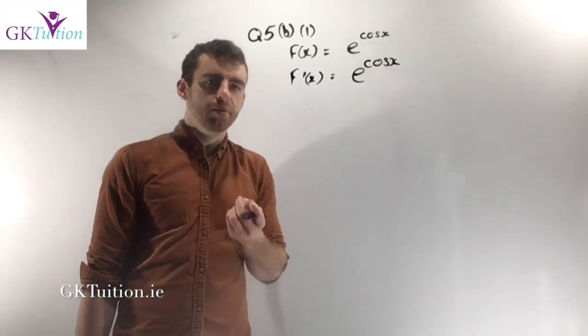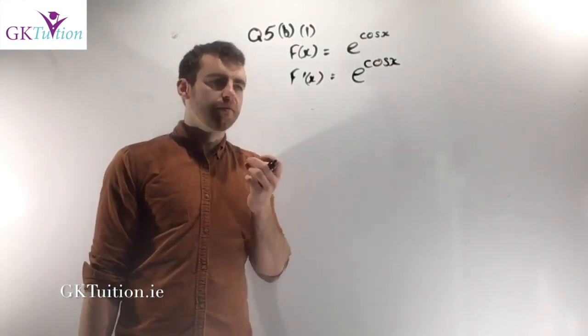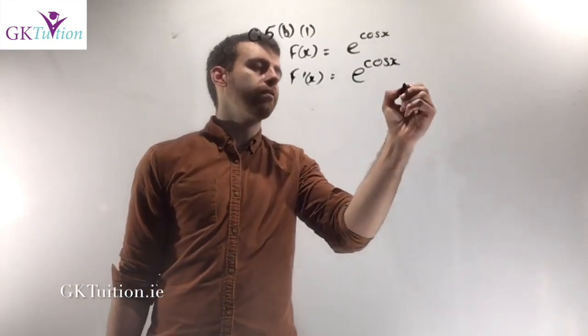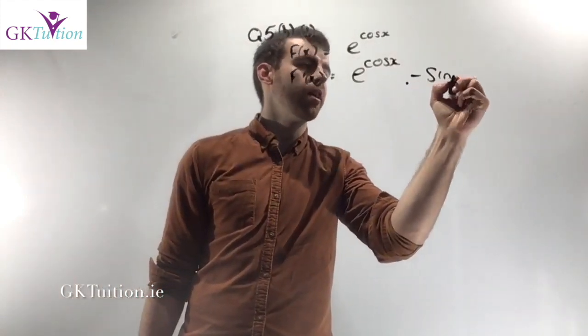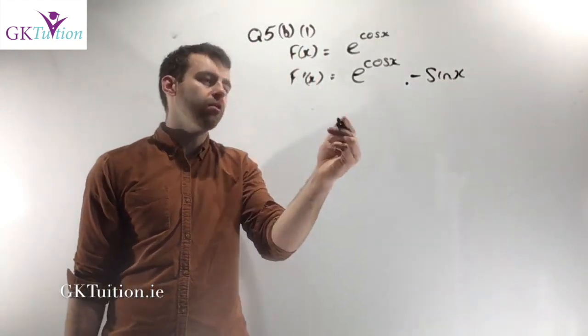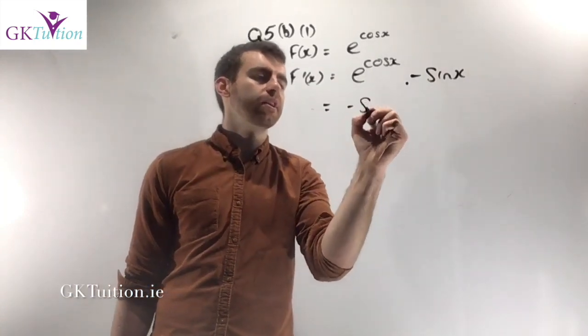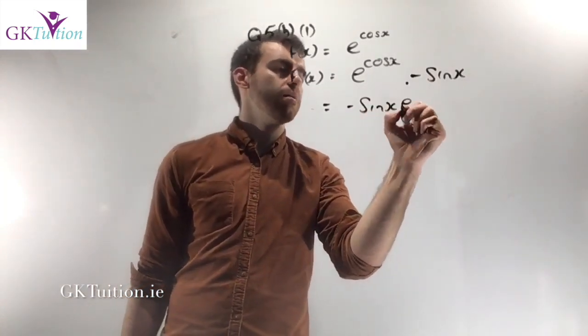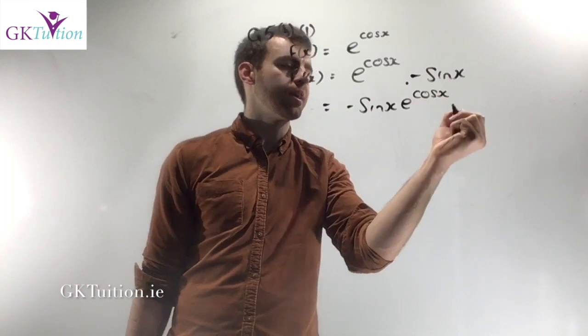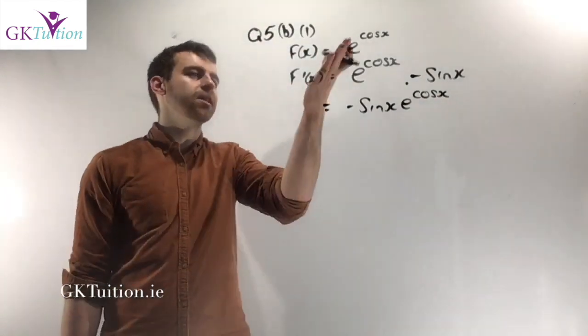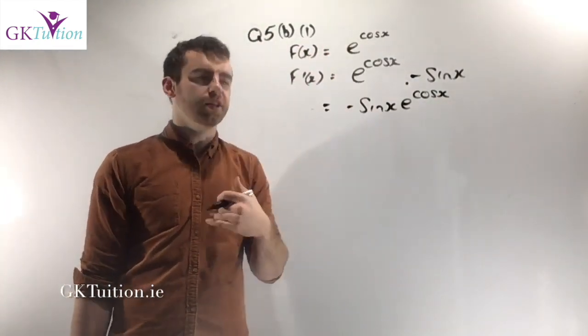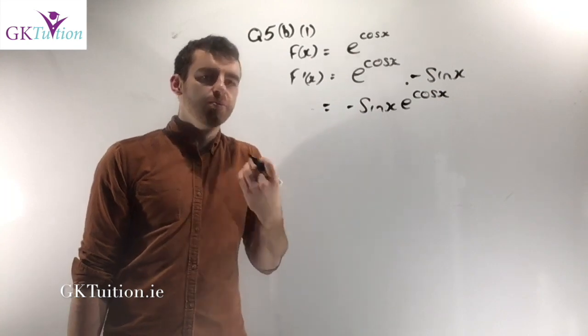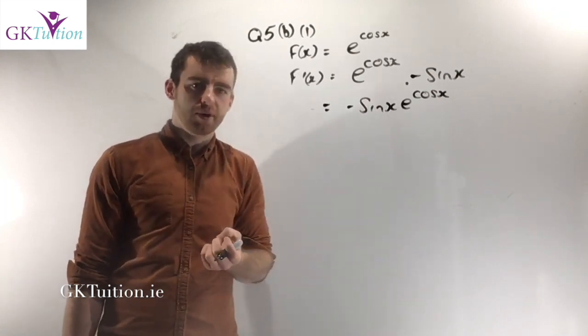But then we must multiply by the derivative of the power. The derivative of cos x is minus sin x. So you could leave your answer like that, but I suppose it's tidier if you leave your answer as minus sin x multiplied by e to the power of cos x. So simply, e to the power of something, you just rewrite the question. It stays the exact same, and then you multiply by the derivative of the power.